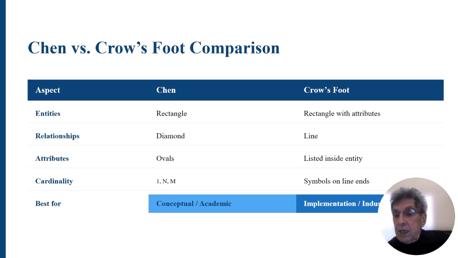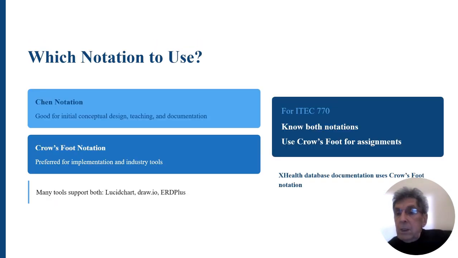And then there's a line connecting them with the vertical bars on the patient side and the crow's foot on the visit side, where it's one to many. Same information, different visualization. We need to learn both. When do you use which?